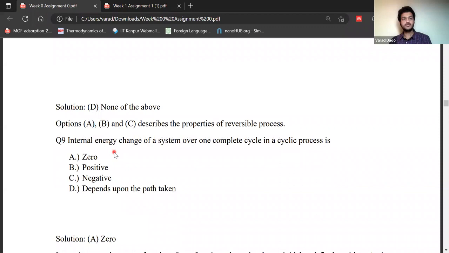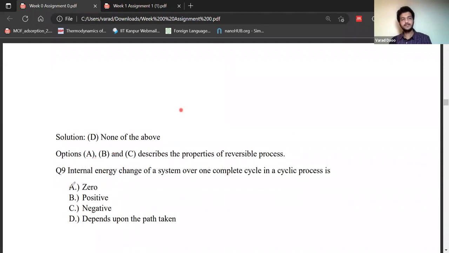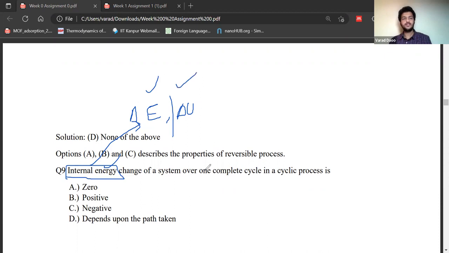Okay. So the next question is quite an interesting one. Internal energy change. So what is internal energy? In the textbook, people usually use E, delta E, or delta U as a representation for internal energy. Both of the nomenclatures are fine. So the question is about the internal energy change of a system over one complete cyclic process. So what is a cyclic process? Let us first discuss that.